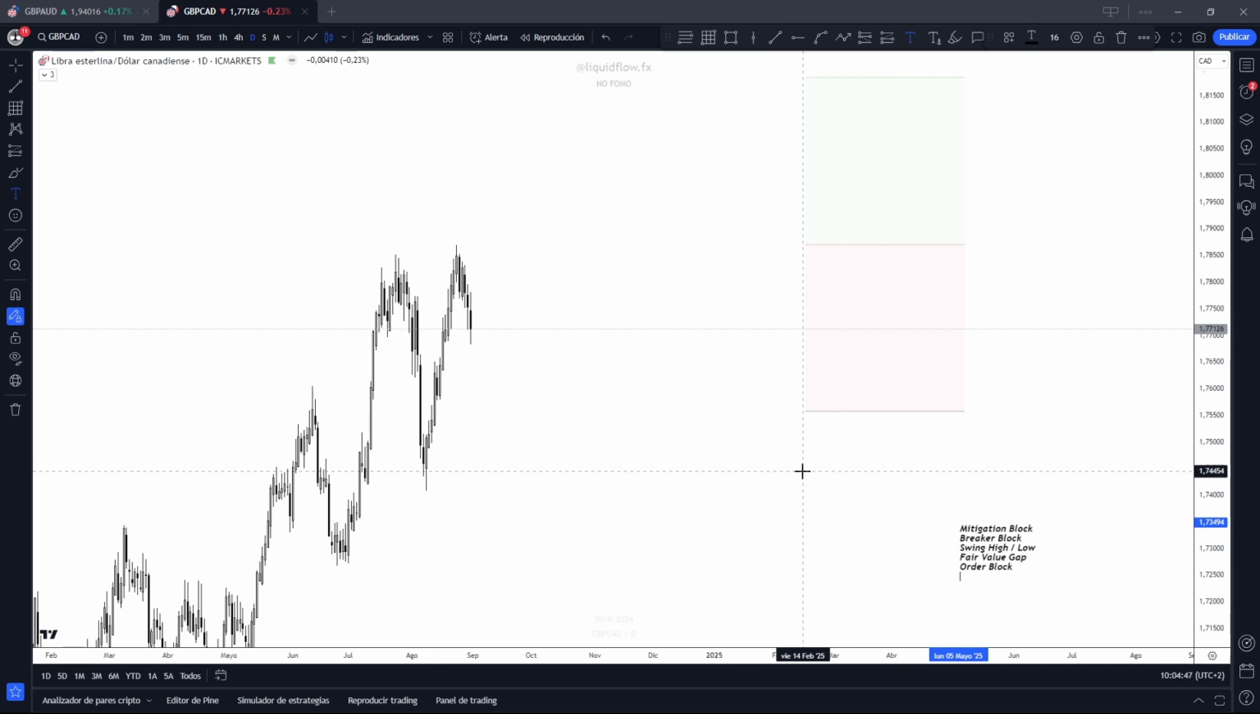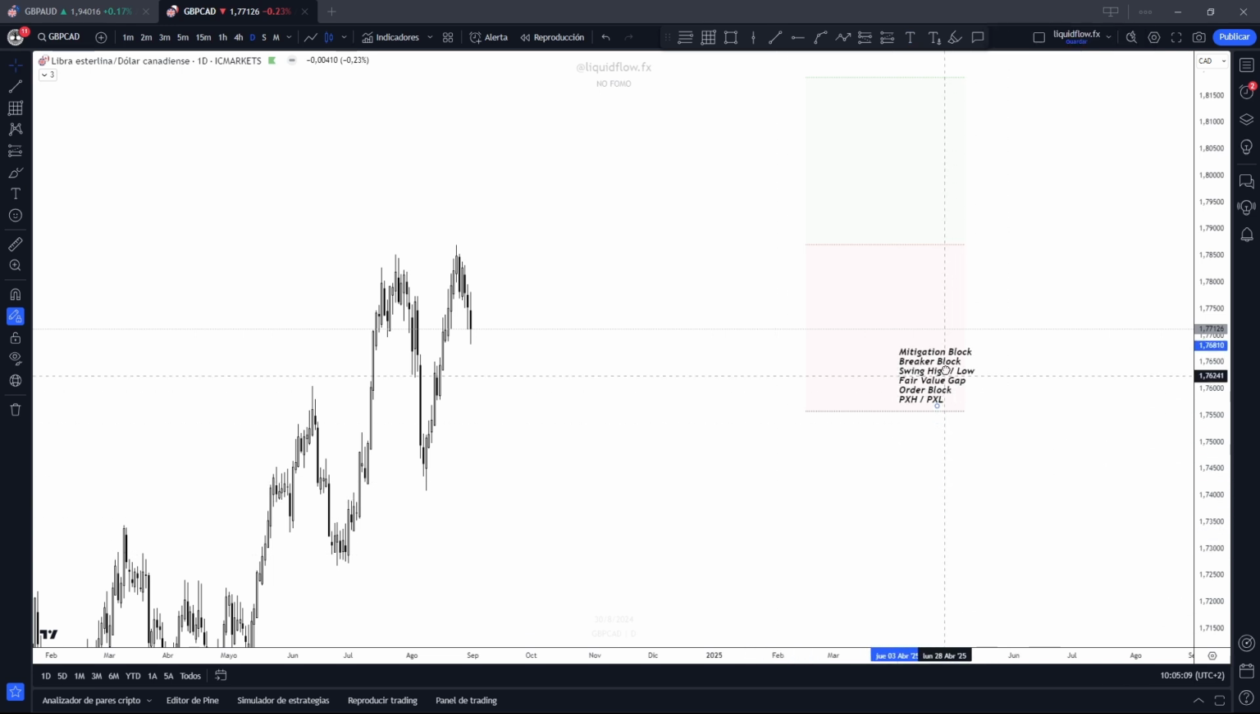So let's mark it as previous X. It could be daily, yearly, monthly, previous swing high, previous swing low. So that's why I'm going to put the X. So that's what we want to see.